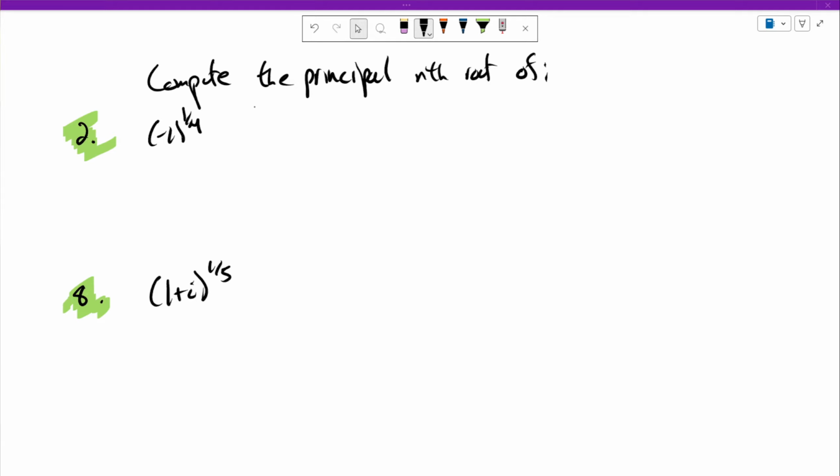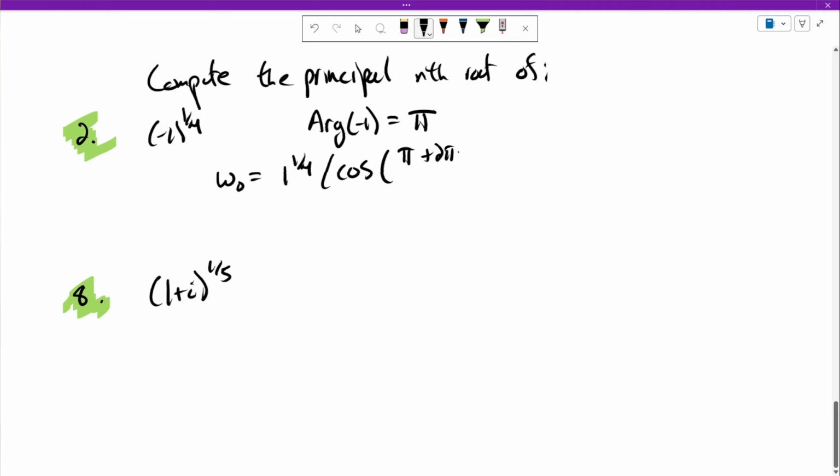The z here is -1, and the argument of -1 is pi. We don't take negative pi, we take pi. And so for our fourth root, W0 is going to be the fourth root of the modulus of -1, which is 1 to the 1/4, which is still just 1. And then we're going to multiply that by cosine of the argument of -1 plus 2 pi times 0, and I'm not going to write 2 pi times 0, divided by 4, plus i sine pi fourths.